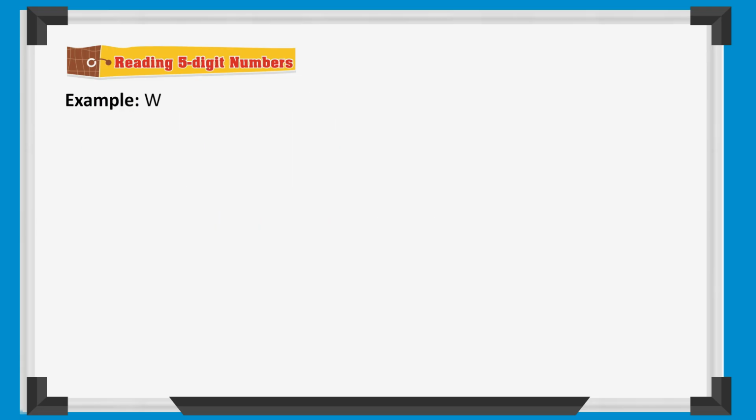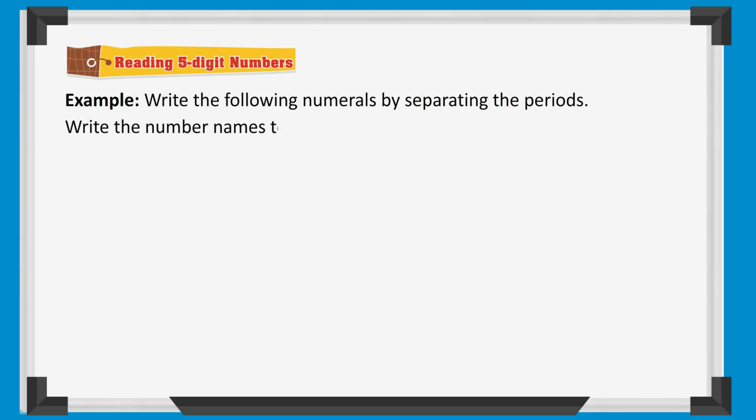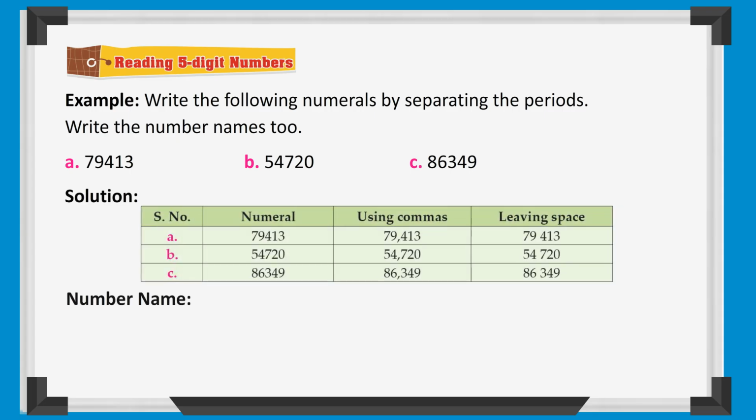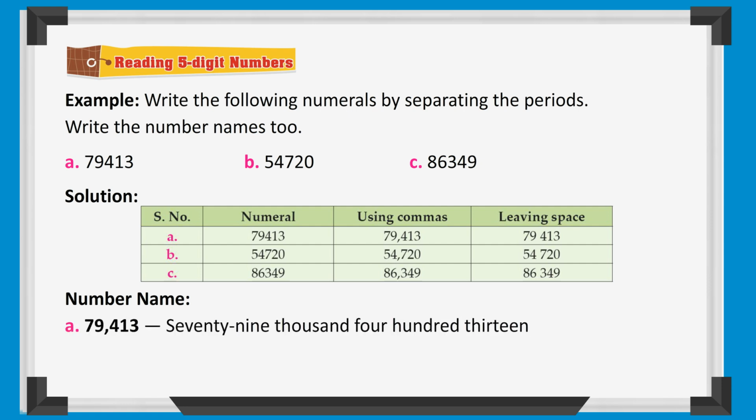Example. Write the following numerals by separating the periods. Write the number names too. A. 79,413. B. 54,720. C. 86,349. Number. Name.